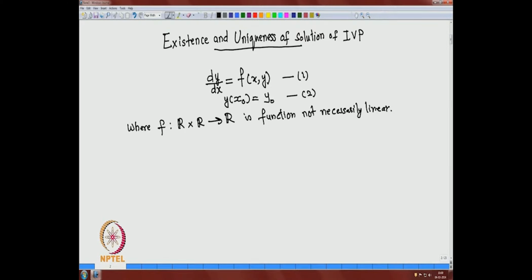This equation 1 along with the initial condition 2 is known as an initial value problem. Equations 1 plus 2 form an initial value problem, commonly written as IVP.